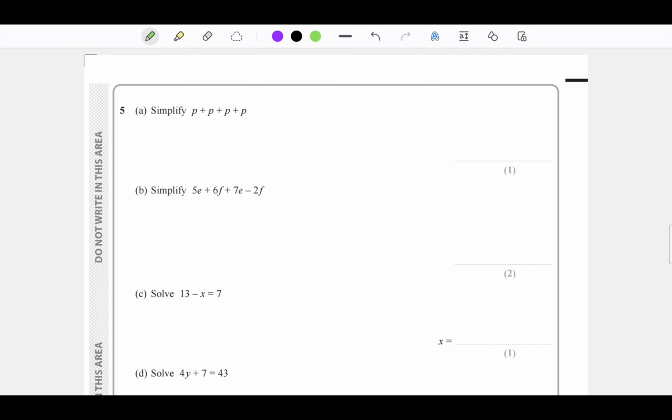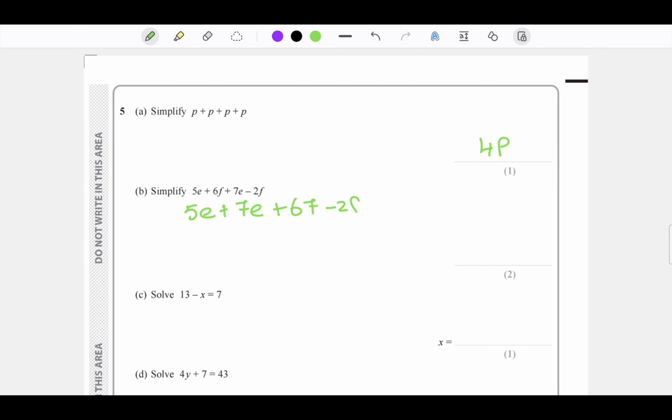Question 5. Simplify p plus p plus p plus p. This would equal 4p. Simplify 5e plus 6f plus 7e minus 2f. Bring all the e's to one side and all the f's to one side. Now you can see it clearly. This would equal 12e plus 4f.